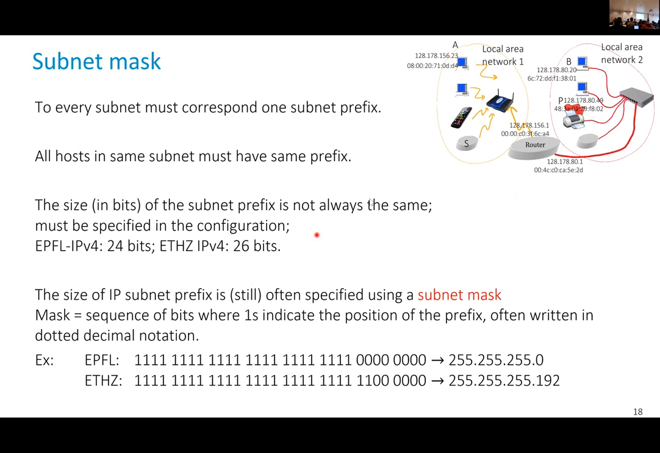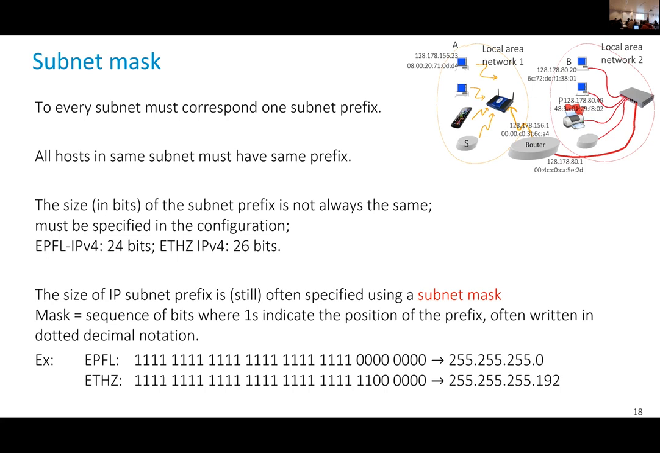The subnet prefix, for example, is very simple at EPFL. An EPFL address, at least on the wired network, is 4 blocks of 8 bits, and the subnet prefix is always the first 24 bits. So 128.178.156 and 128.178.80. In fact, the subnet ID is this, 156 or 80. All those hosts on the red subnet have 80 as the third byte. All those hosts on the yellow subnet have 156 as the third byte. So this is how we identify them.